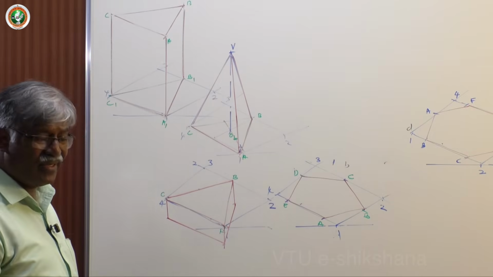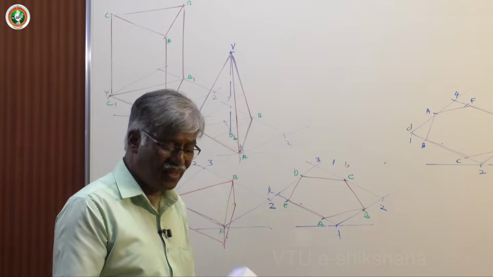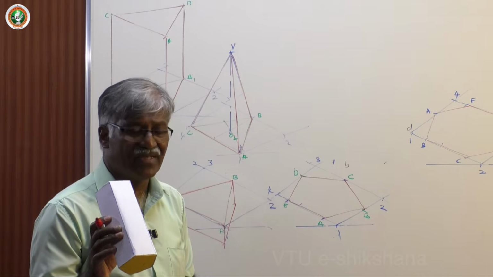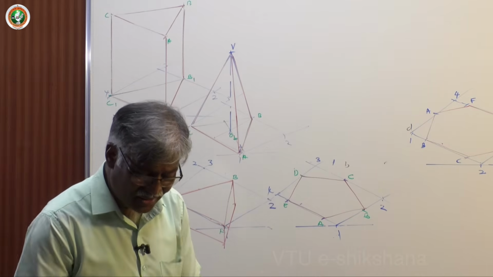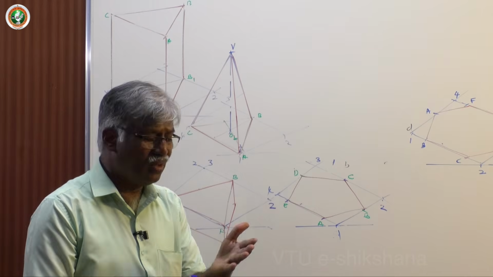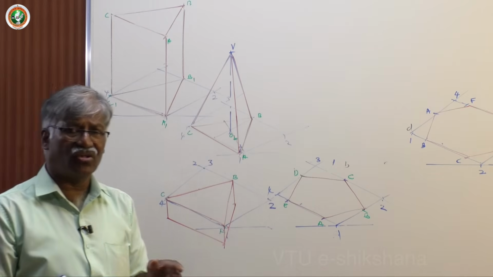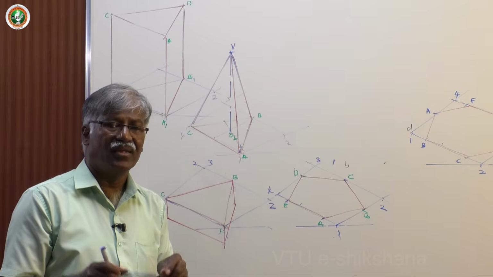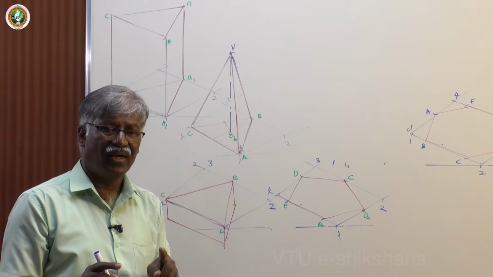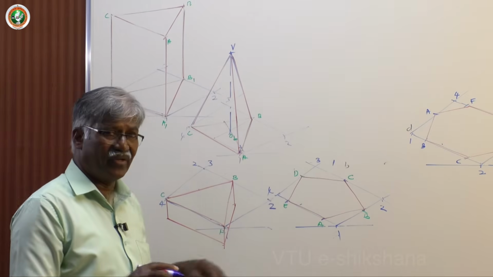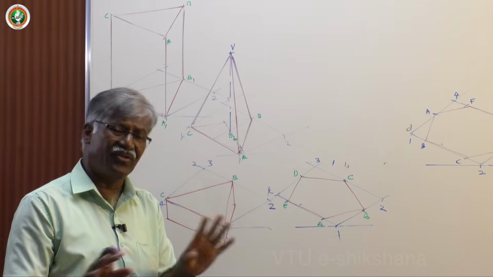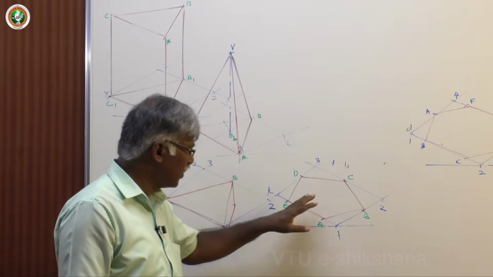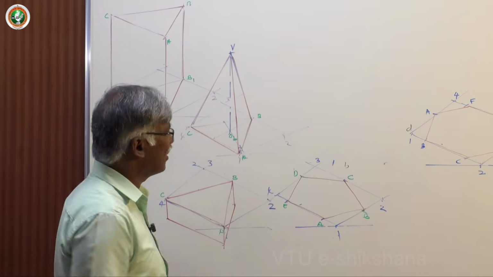Now let me take the isometric projection of a pentagonal prism. Again, the same procedure you have to follow. If you know how to draw the isometric projection of these shapes, square, rectangle, circular lamina, pentagon, and also hexagon, along with this, you can do wonders in isometric projection. It's a very easy job. The only thing is you must do it properly. All the other things are very easy.